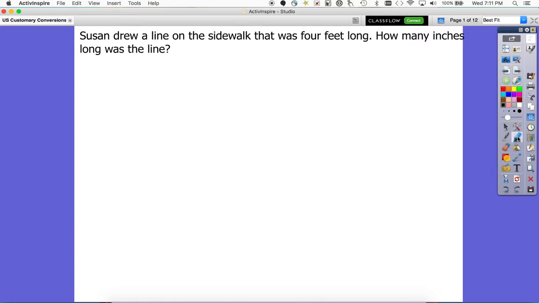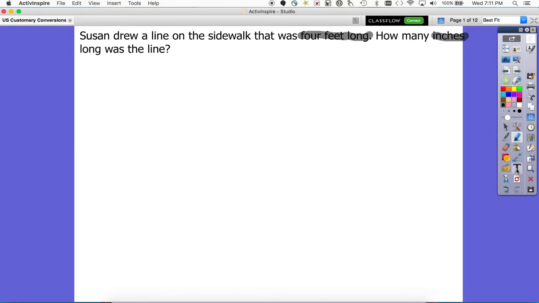The very first thing you have to do on a problem like this is figure out what in the world you're looking for. So I'm going to reread it and highlight the important information. Susan drew a line on the sidewalk that was 4 feet long. Right now I have my number. It says 4 feet long. How many inches long was the line? I have to take it to inches.